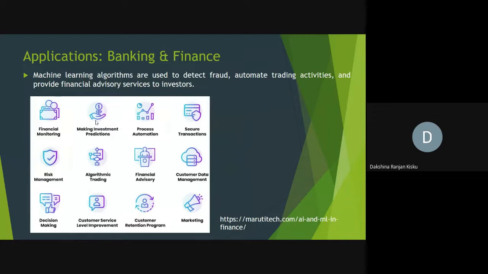Now, what are the different applications in banking and finance? If we consider the applications of machine learning algorithms in banking and finance, then machine learning algorithms are basically used to detect fraud, automate trading activities, and provide financial advisory services to the investors. So these are the different areas in banking and finance where machine learning algorithms can be used: financial monitoring, making investment predictions, process automation, secure transactions, and there are many such areas.